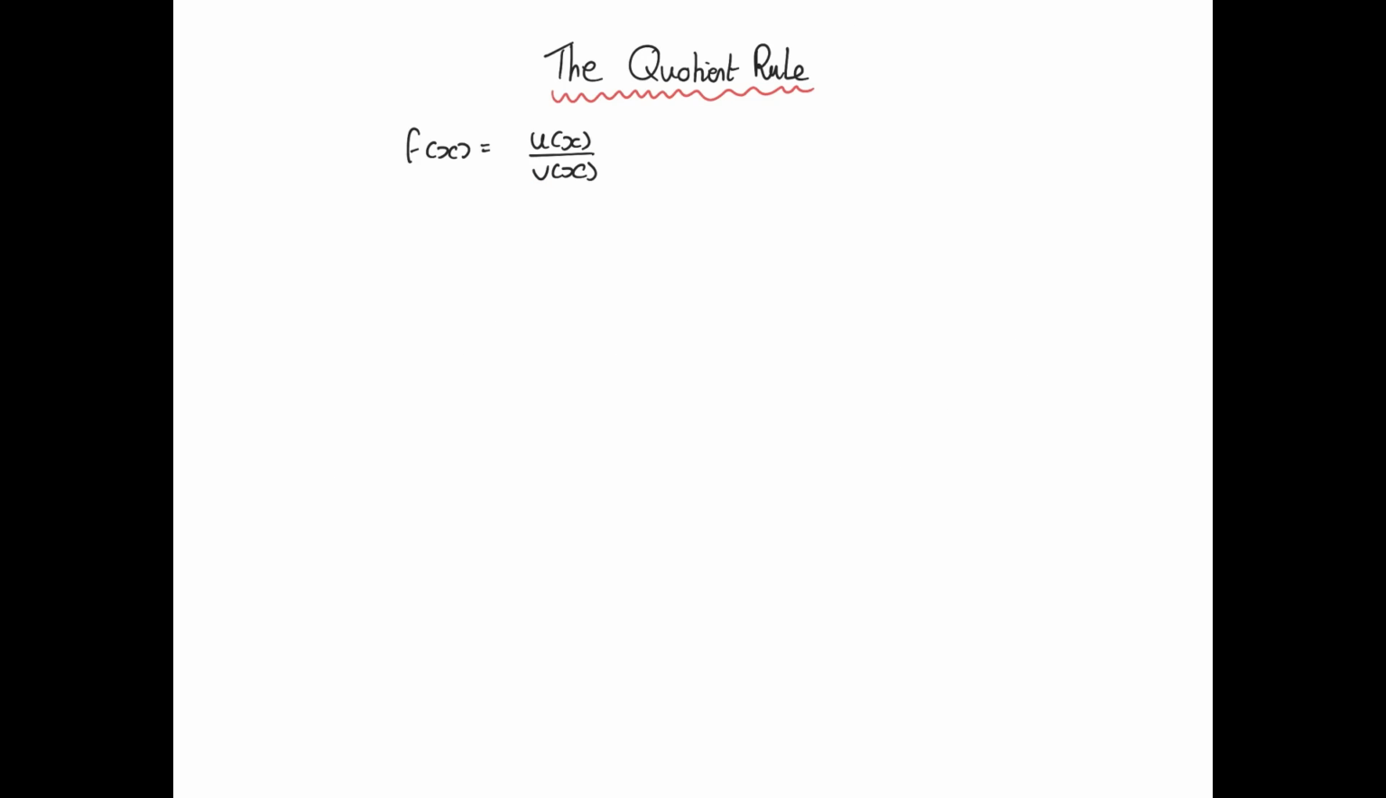The quotient rule is where we want to differentiate quotients. So we split our more complicated function into one function over another, in this case u of x over v of x. And we're going to apply differentiation from first principles again to see whether we can find the rule. So this will give us the limit as h tends to 0 of u of x plus h over v of x plus h, take away u of x over v of x, all over h.